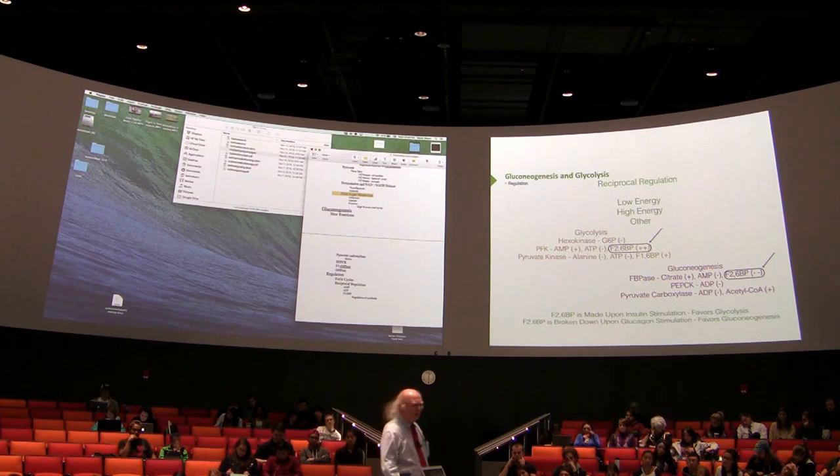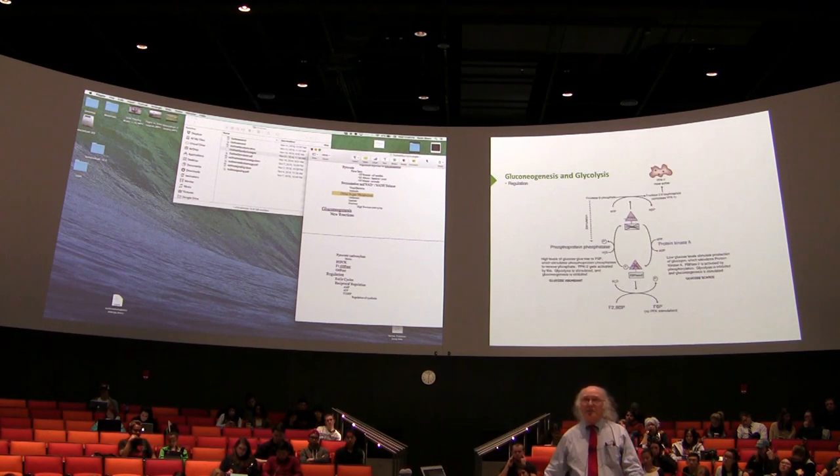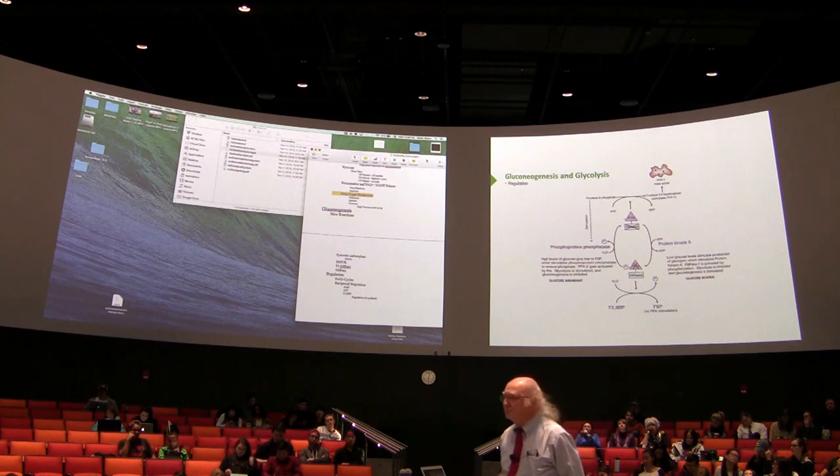Okay, let's get on to the fun part. So, that's what's happening there. Now let's look at this figure I promised you. Oh, boy.